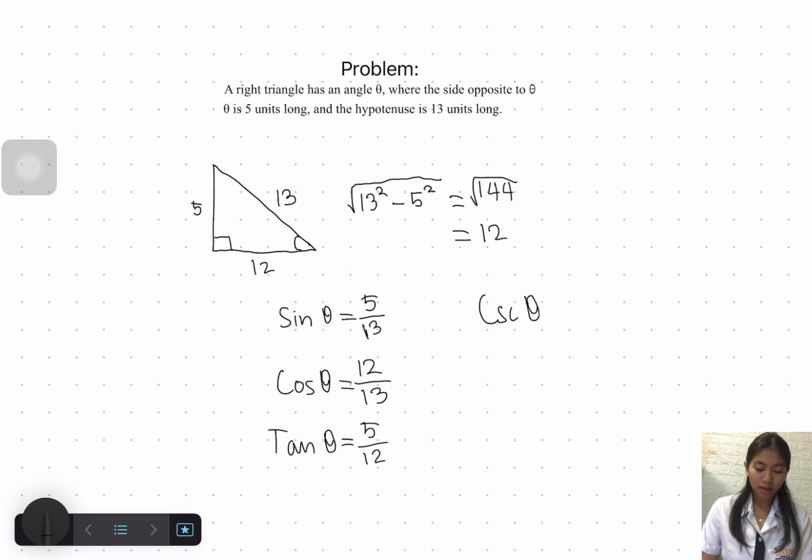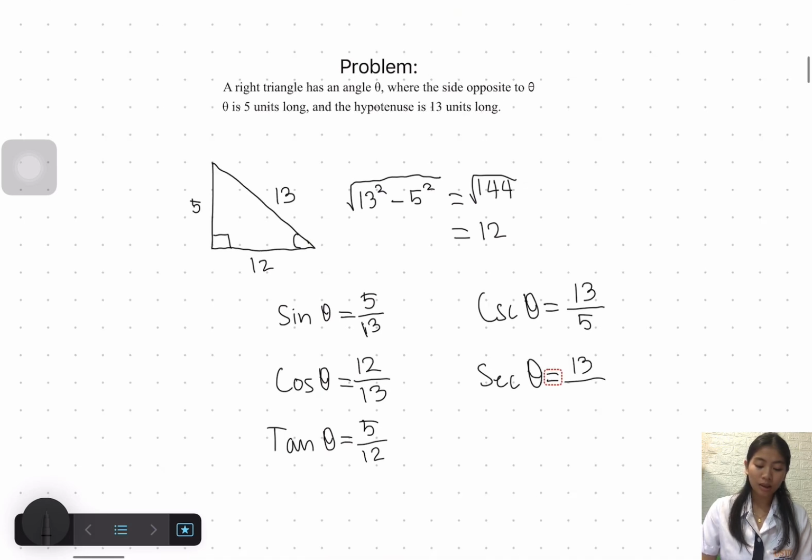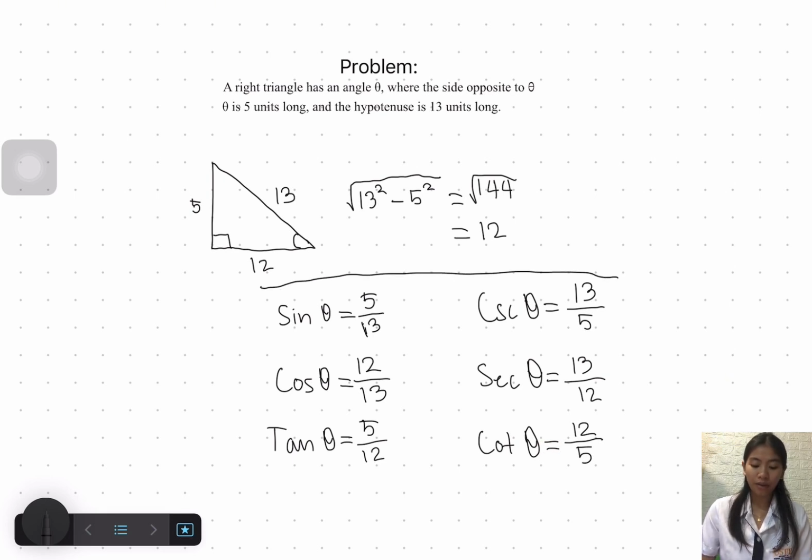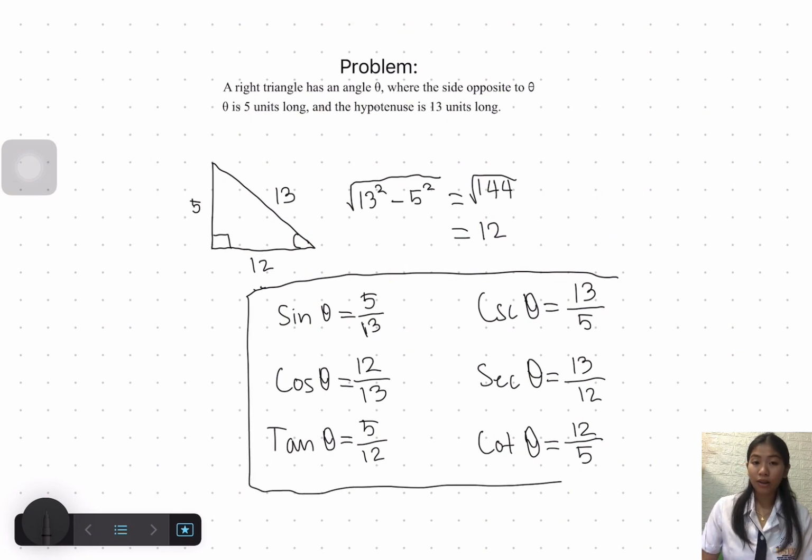Cosecant is hypotenuse over opposite. It's 13 over 5. Secant is hypotenuse over adjacent, 13 over 12. And lastly, the cotangent, adjacent over opposite is 12 over 5. So we completed the 6 trigonometric functions, therefore this is our final answer, and we are going to box the final answer.